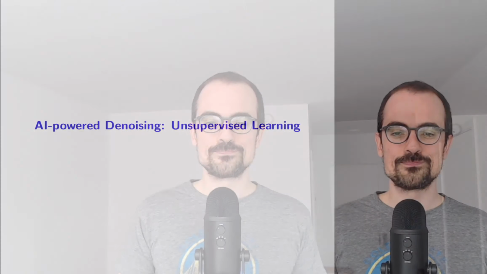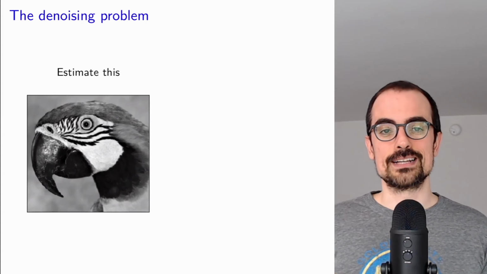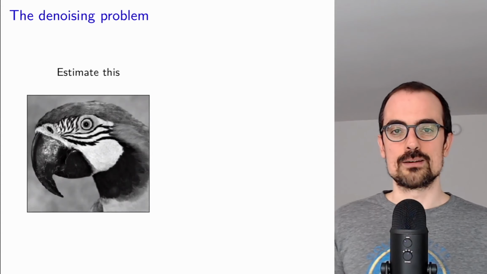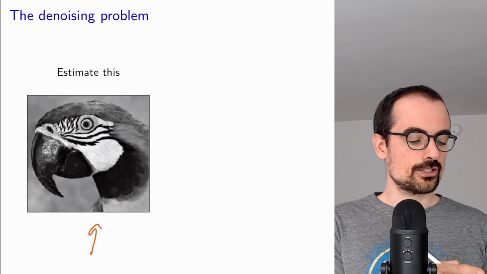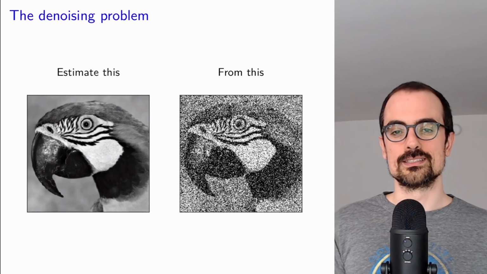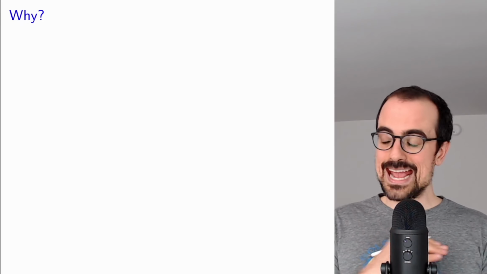Let's take a look. We're going to talk about unsupervised learning, but first let us remind ourselves why we care about the denoising problem. The denoising problem is that of estimating an image from data that are corrupted by noise, like this. And the reason why we care about denoising is that when we acquire data using any imaging device that you can imagine, a camera, a microscope, a telescope, anything, they're always going to be corrupted by noise.